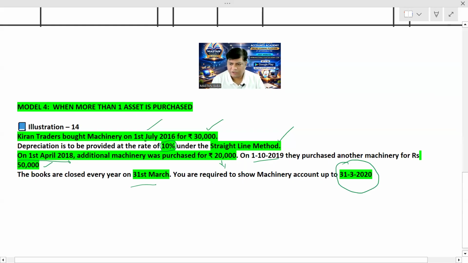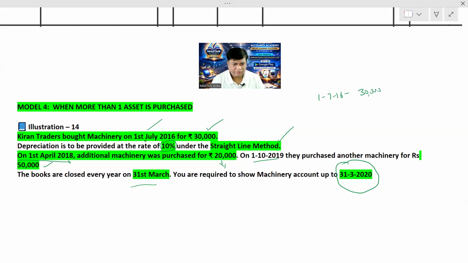Key points: on 1st July 2016, one machinery was purchased for 30,000. On 1st April 2018, they purchased another machinery for 20,000. On 1st October 2019, they purchased another machinery for 50,000. Depreciation is 10% under the straight line method. And they are asking to show the machinery account up to 31/3/20. That's it. These are the points to remember. So we'll present the answer.